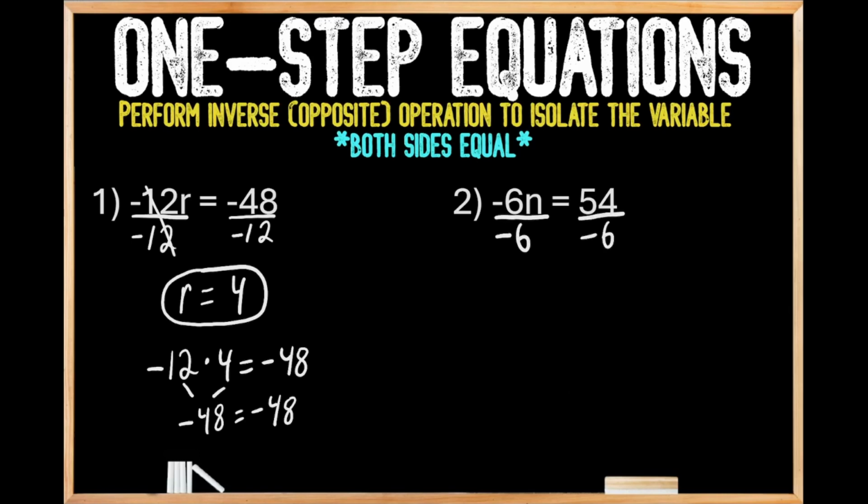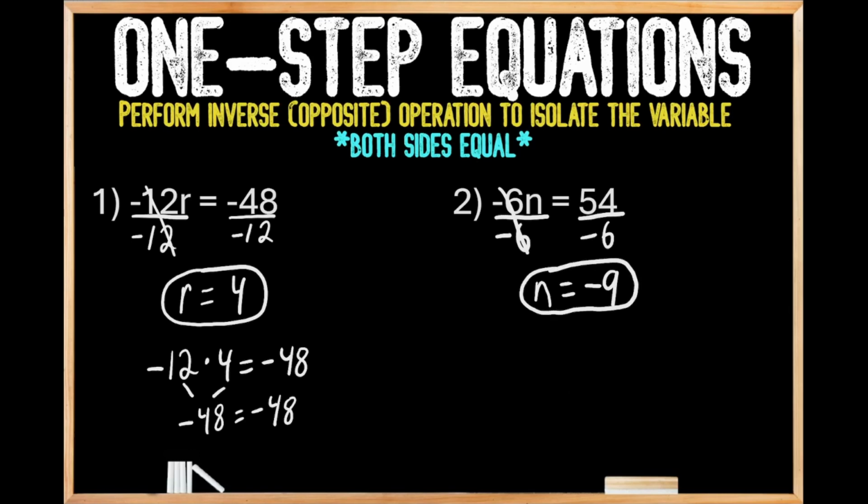Starting out with the left-hand side, multiplying by negative 6 and dividing by negative 6 cancel each other out, so now our variable of n is isolated. And then for the right-hand side here, we're dividing 54 by negative 6, and since we're dividing a positive by a negative, we're going to get a negative quotient. So when we divide 54 by negative 6, we're going to get negative 9, so n is equal to negative 9.